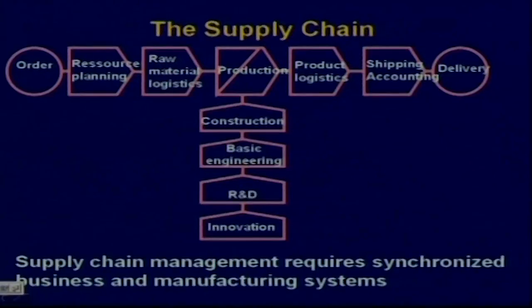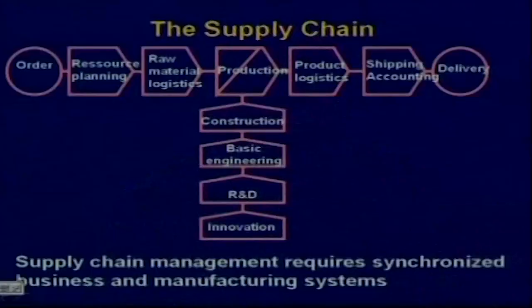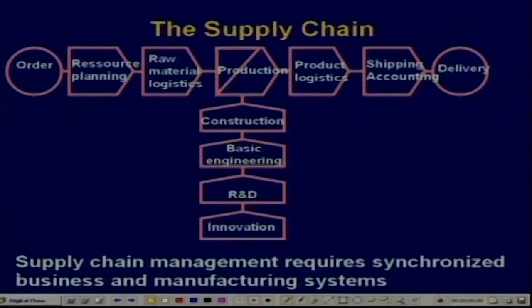Similarly, you have to create the facility for production, which can come from R&D, basic engineering, and then construction. So you have to do capacity planning, and you have to put together manufacturing resources. Once you bring the raw material and the manufacturing resources, then you can actually do production. This is the place where you do production, and it has to start with the order and it has to end with the delivery, right?